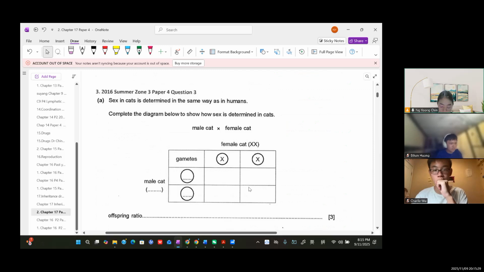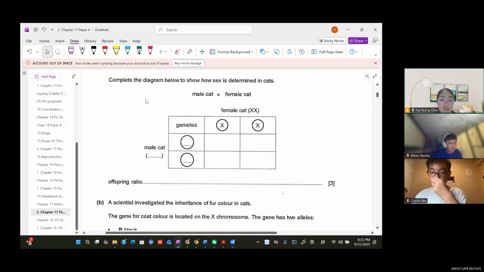And then, okay, for this number 3, this is a Punnett square. You just complete the diagram below to show how the sex is determined in the cats. So you have the male cats with the female cats. So how are the gametes in the female cats and the male cats?